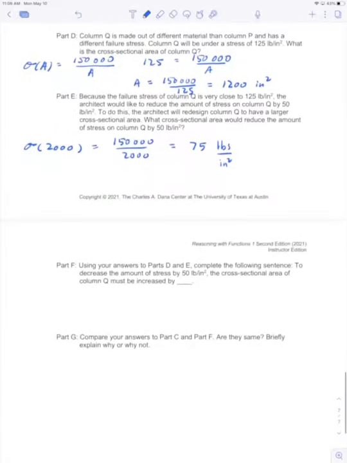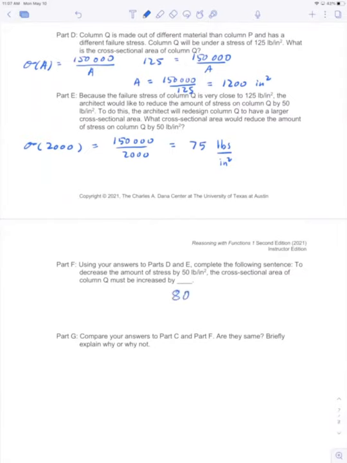Just going to slide this up a bit. Using your answers to parts D and E, complete the following sentence. To decrease the amount of stress by 50 pounds per square inch, the cross-sectional area of column Q must be increased by 800. Again, in square inches. Part G, compare your answers to parts C and F. Are they the same? Briefly explain.